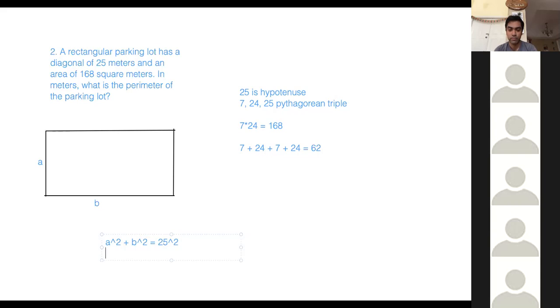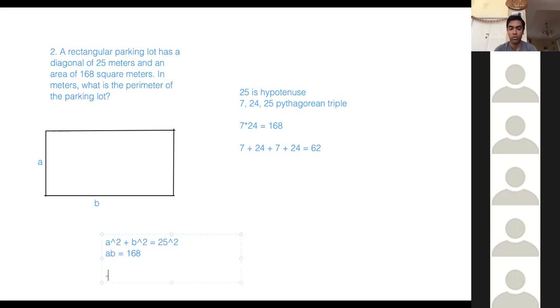Oh, A times B is 168. AB is equal to what? 168 square meters. Okay, so there's no square root here, right? So AB is equal to 168 and A squared plus B squared is equal to 25 squared.